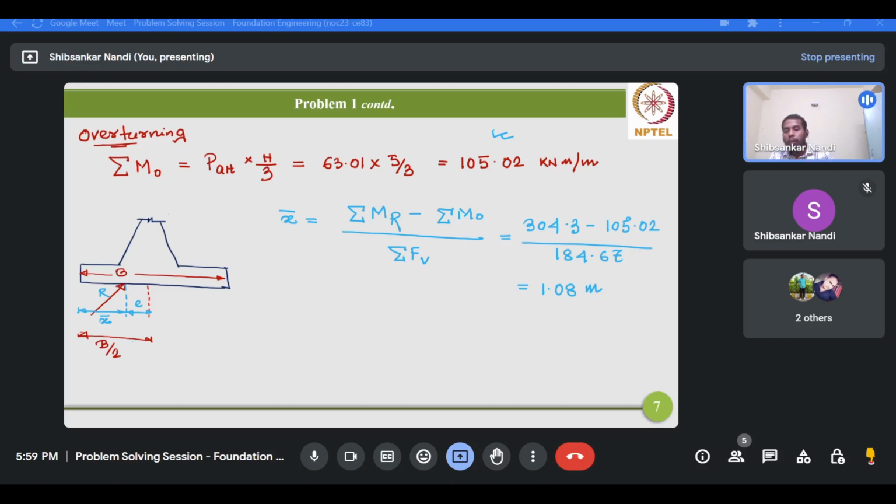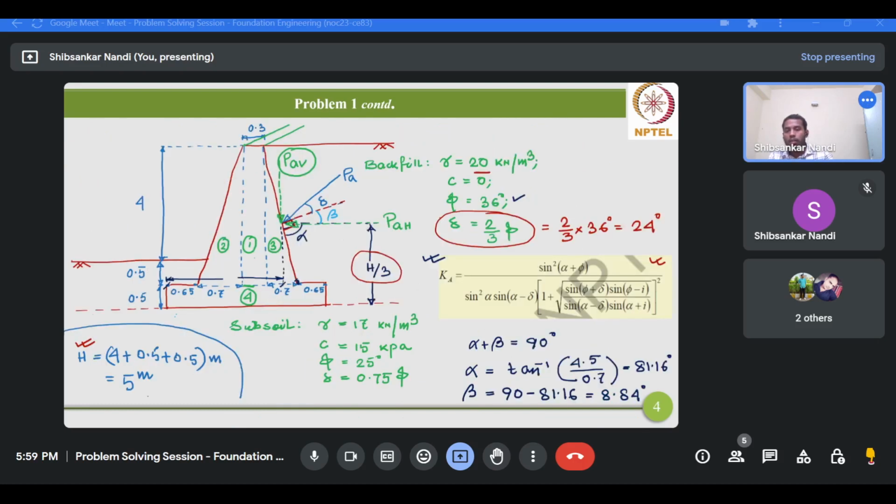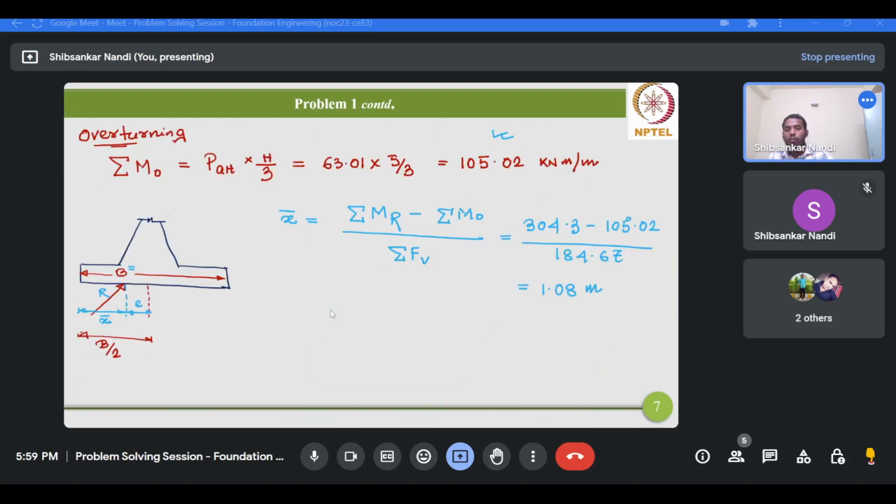Now what is the B by 2 distance? Let me calculate the total width of the base of the wall. So the total width, the width B, is basically 0.65 plus 0.7 plus 0.3 plus 0.7 plus 0.65, so this total width is basically 3 meters. Okay. So therefore, this B by 2 is 1.5 meter.